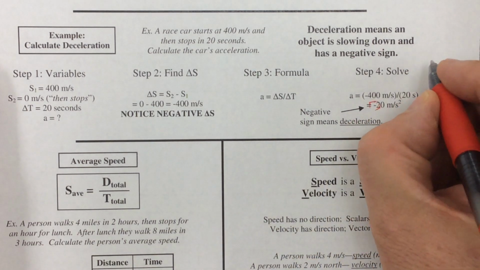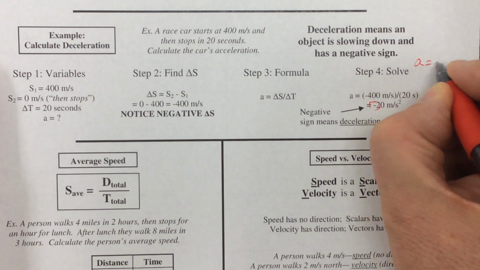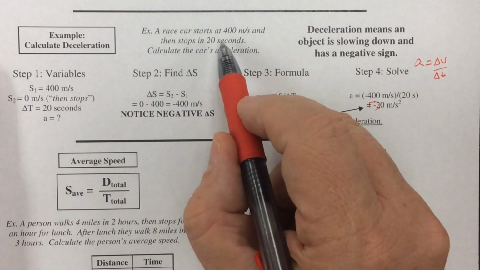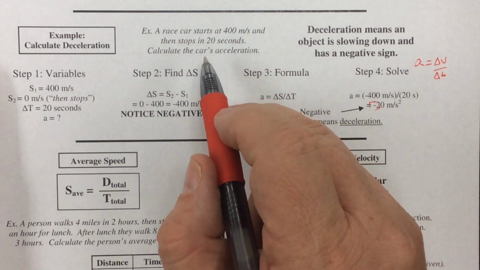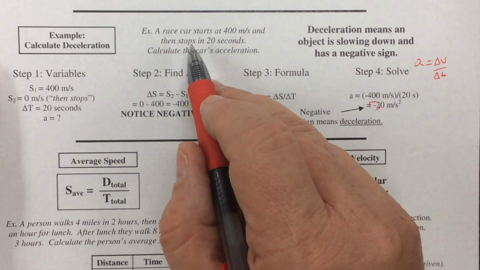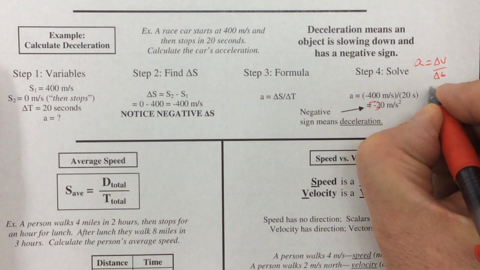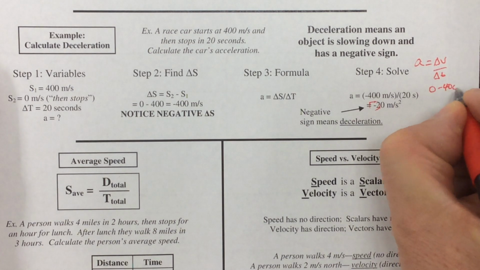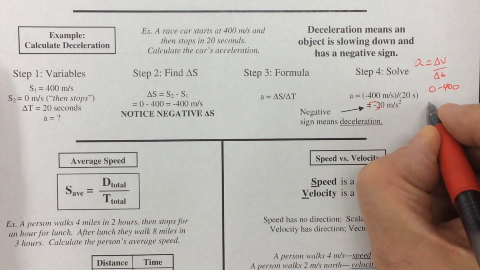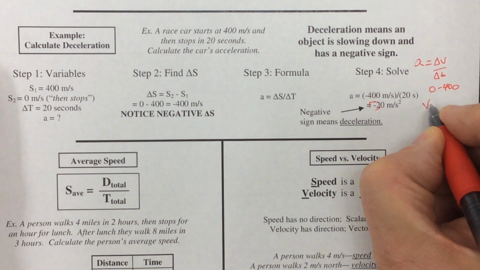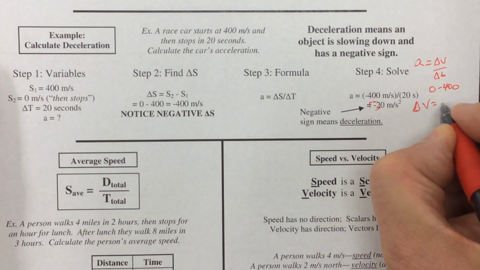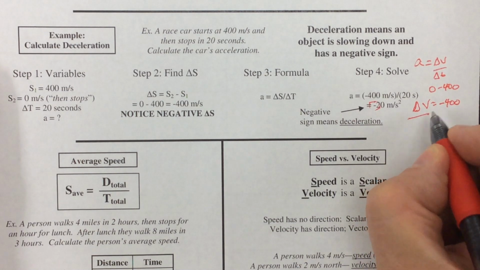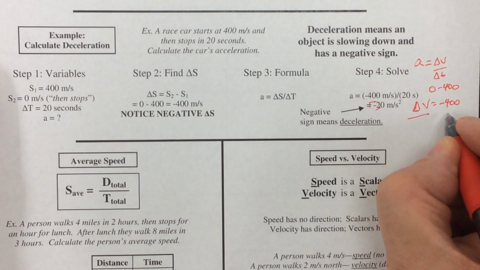All right, so let's look at change. Acceleration is change in velocity over change in time. Change in velocity is, what is the final? The final velocity is 0, and then the initial is 400. So 0 minus 400 gives you the change in velocity equals minus 400, and then divided by the change in time, 20 seconds.